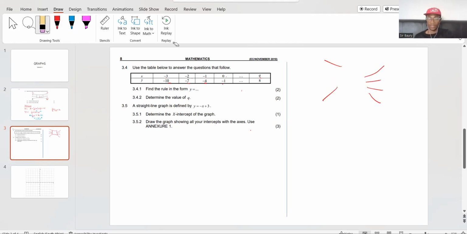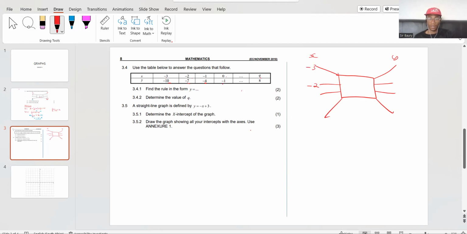Let me draw something that makes sense. So the x values are here, the y values are this side. So I have -3, -2, -1, then 0. We can have q here. Then what goes with -3 is -10, then -7, then -4, then -1, and then q goes with the 8. Then I don't know the formula.